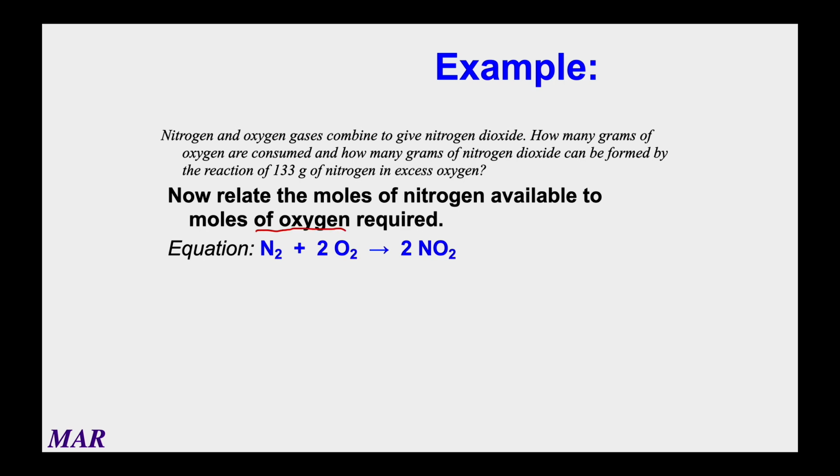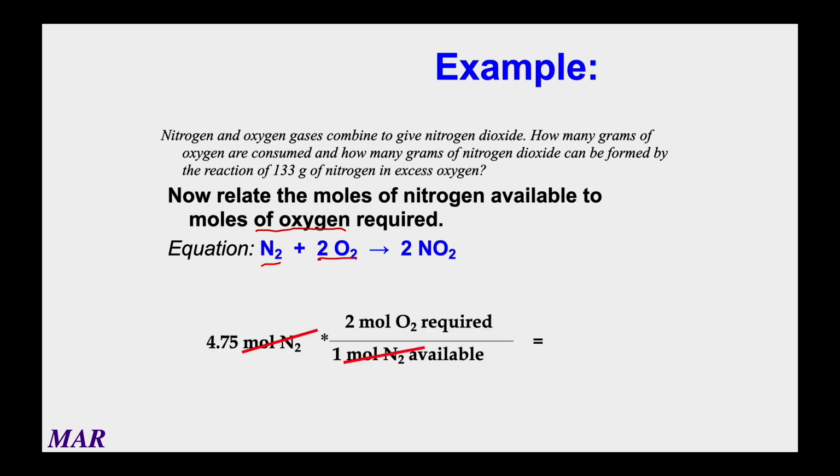You could absolutely start doing NO2 first and then go back to O2. That's not a problem. However, for whatever reason, I decided to do oxygen first, so let's do it. But if you'd rather do NO2 and then go back to O2, that's fine. Once you have the moles of N2, one N2 is going to need two O2s, so what you can do is write a 2-to-1 ratio.